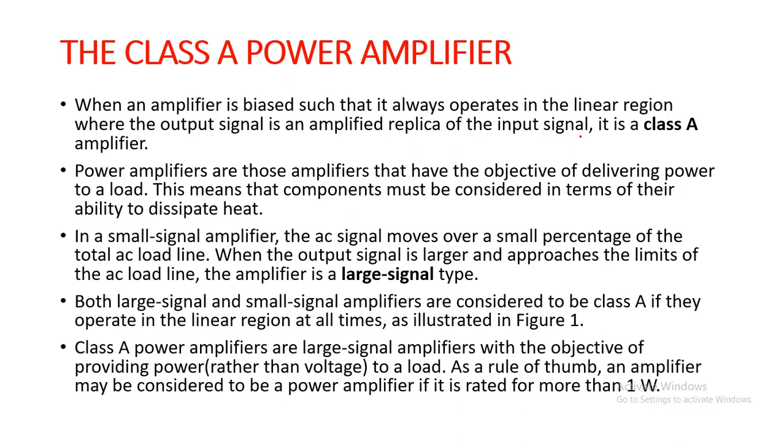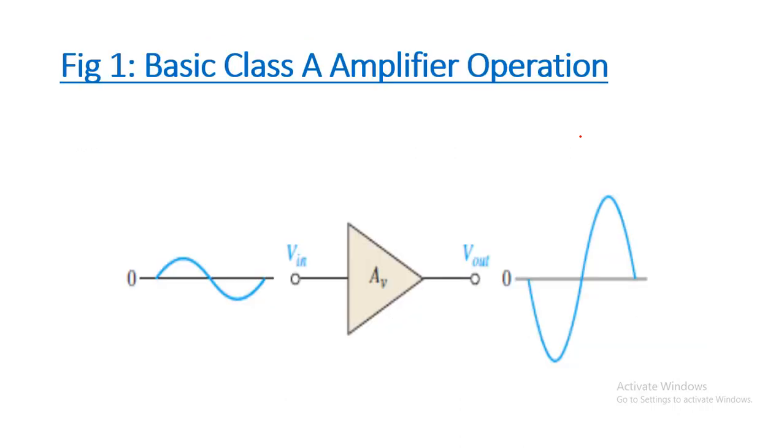Similarly, class A amplifiers are large signal amplifiers with the objective of providing power rather than voltage to a load. I've told you that rather than voltage or current individually, we consider power as the main thing, and we need to deliver that power to a load. As a rule of thumb, an amplifier may be considered a power amplifier if it is rated more than 1 watt.